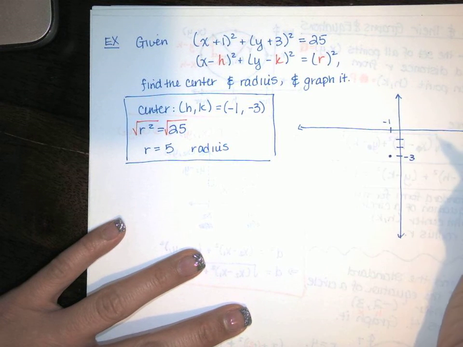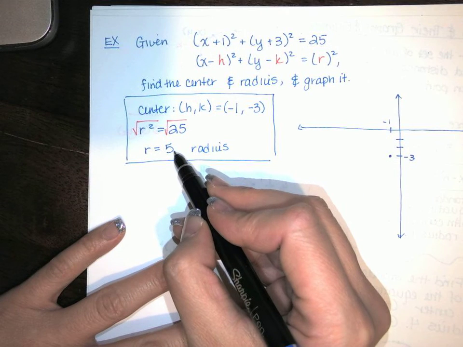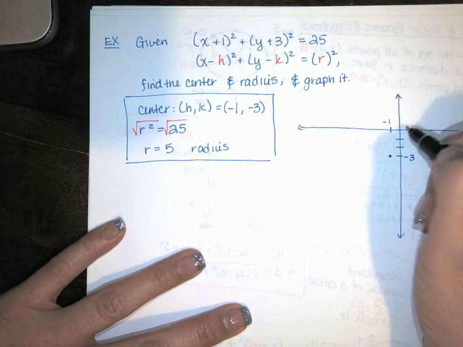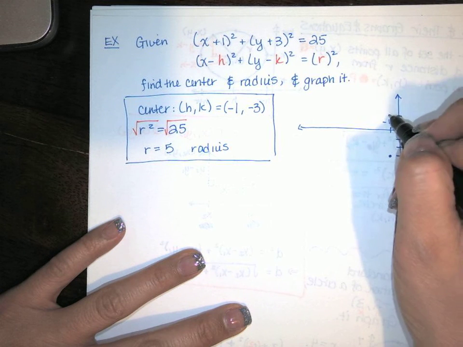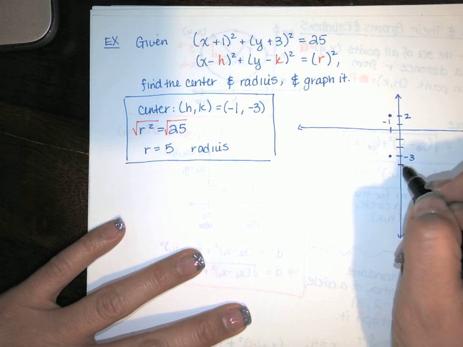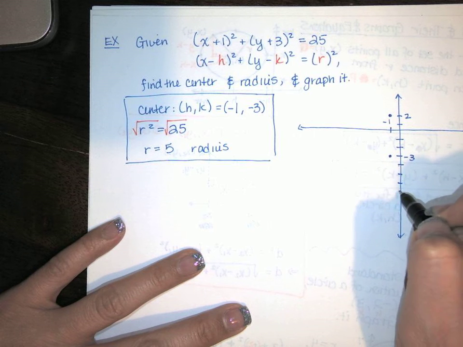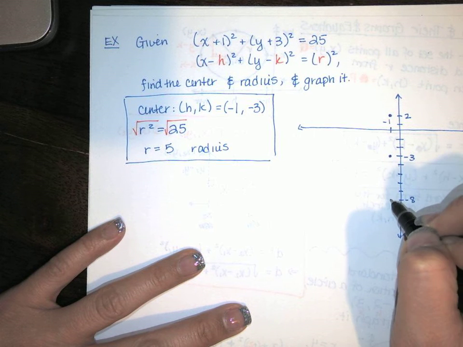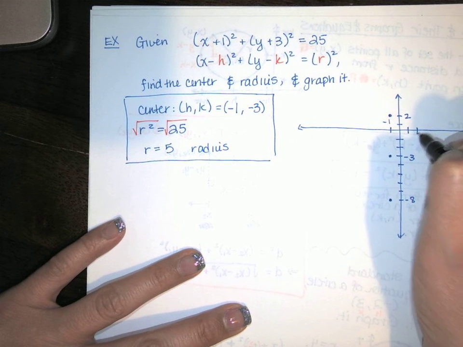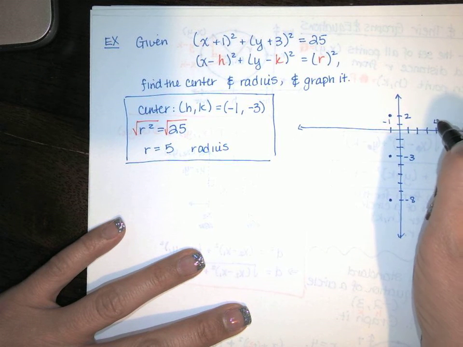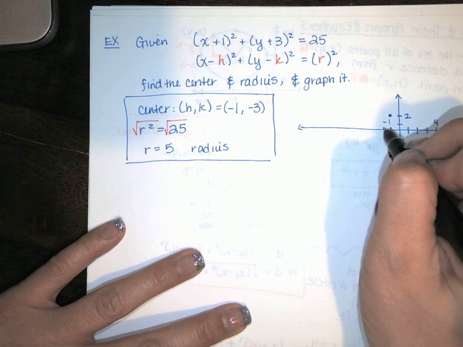Plot a point, and I want to go 5 units in all 4 directions. I want to go up 5 and down 5, to the right 5 and to the left 5.